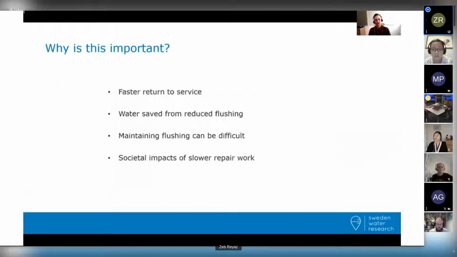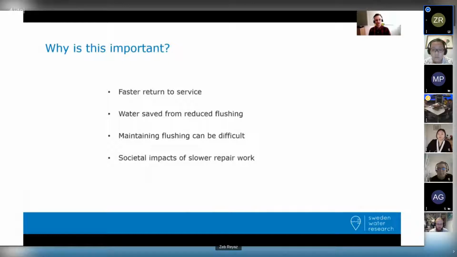Why is doing faster quality analysis of new pipe installations important? Well, there are many potential benefits from shortening the waiting period before connecting new pipes to the network, and I will briefly mention a few. Faster return to service for our customers, for instance, when we do repairs or replacements. Saving water from being flushed, which has economic, environmental, as well as public goodwill implications.